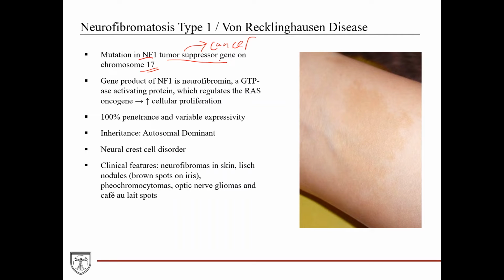Remember, tumor suppressor genes are really responsible for keeping the cell cycle and cell division in check. And when they're mutated, unfortunately, cell division can continue completely unchecked, and that's how you develop cancer.